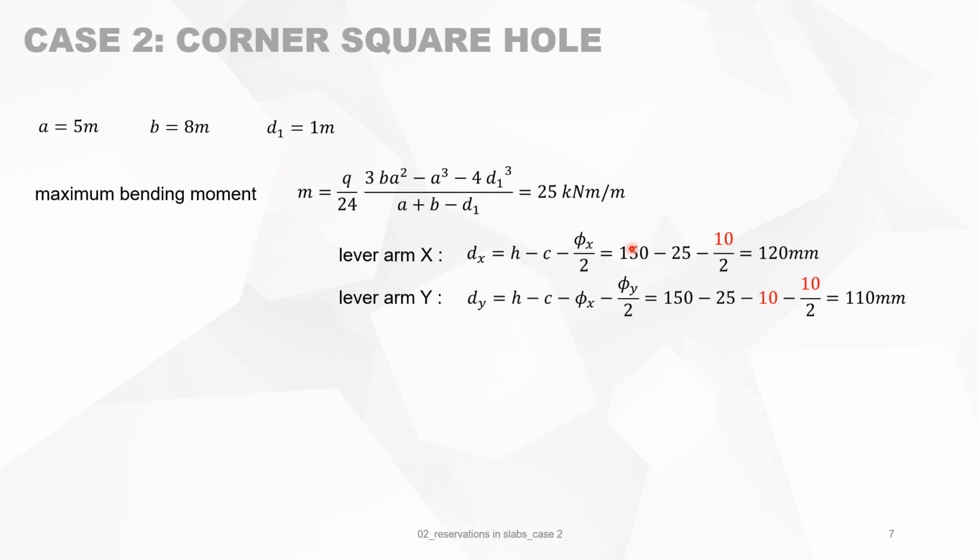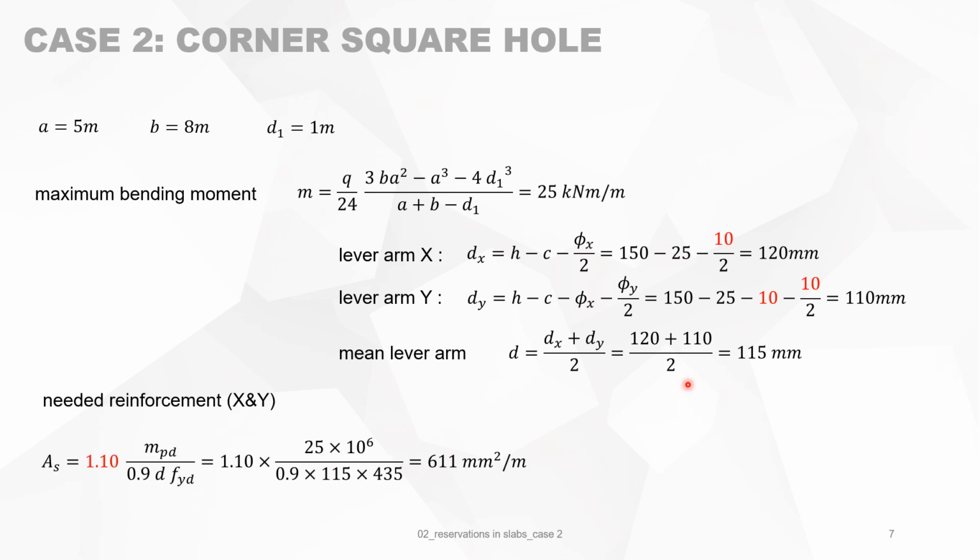The lever arm in the Y direction, which is in the second layer of reinforcement, we obtain 110 millimeters. So the mean lever arm is 115 millimeters. So the needed reinforcement, the same in X and Y direction, is 1.1 times the bending moment divided by the lever arm and the yield strength of the steel, which gives you 611 square millimeters per meter, or diameter 10, 8 per meter will be okay.